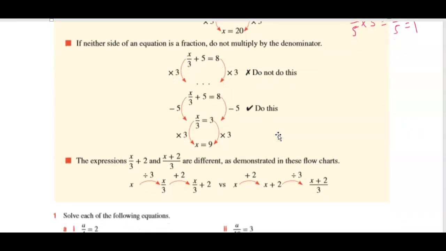All right, so the next point is extremely important, because when we're solving algebraic equations, we really need to follow some order. I'm just going to read what it says. If neither side of an equation is a fraction, do not multiply by the denominator. So what this means is, on the left-hand side, we've got x over 3 plus 5. The whole thing is not a fraction. We've actually got two terms. We've got a fraction and we've got an integer, or a constant term. So we have to get rid of the 5 first.